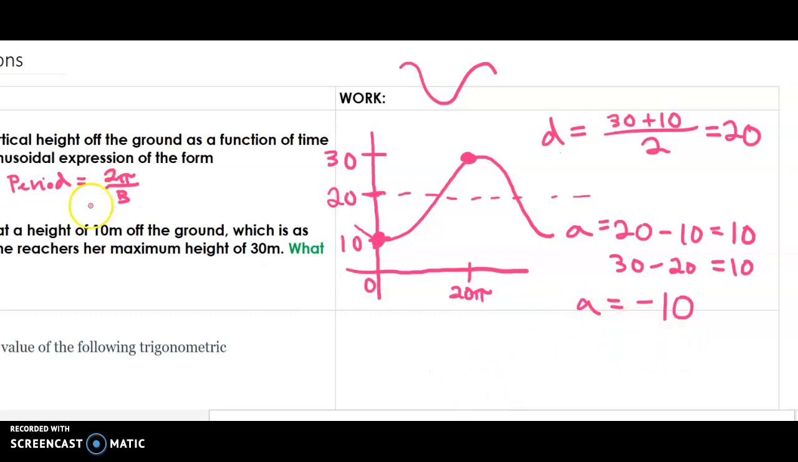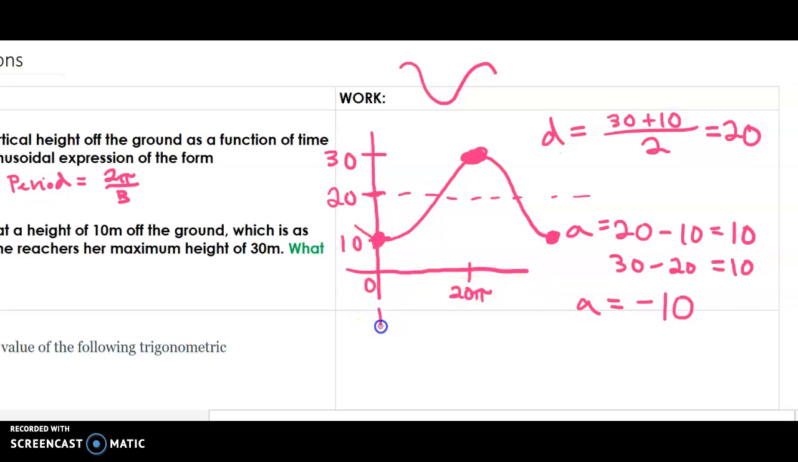Lastly, we need to come up with our b value, which is going to be 2 pi divided by our period. It looks like if the distance from this min to the next max is 20 pi, then the distance from that max to the next min is also going to be 20 pi. That's going to give us our period, right?